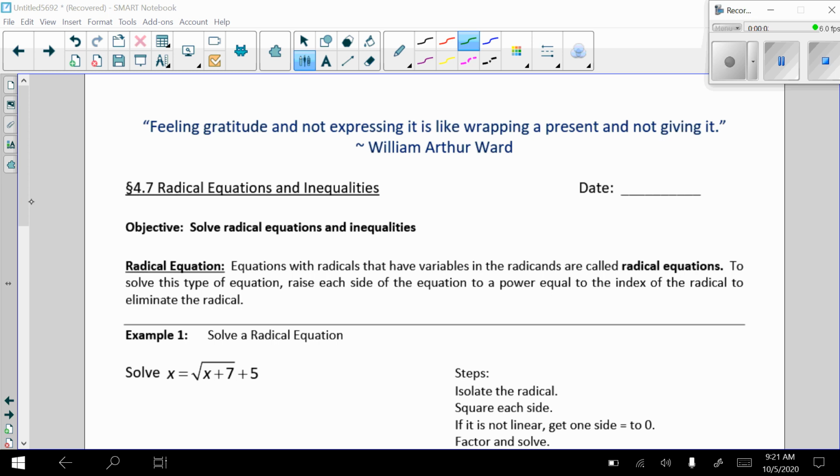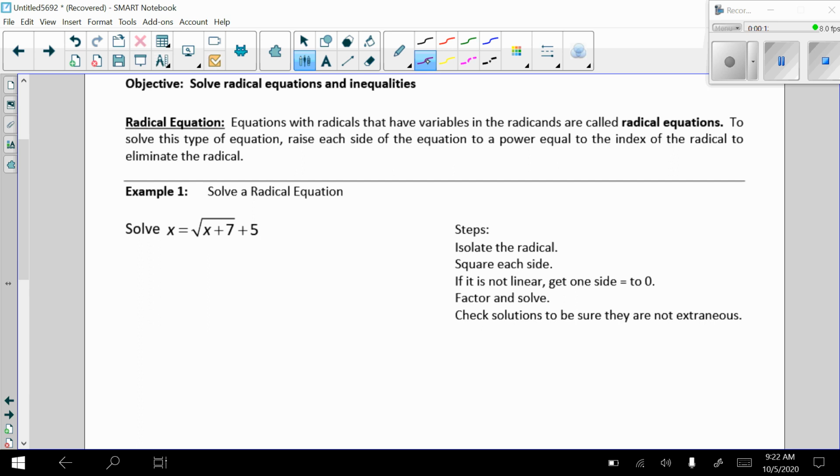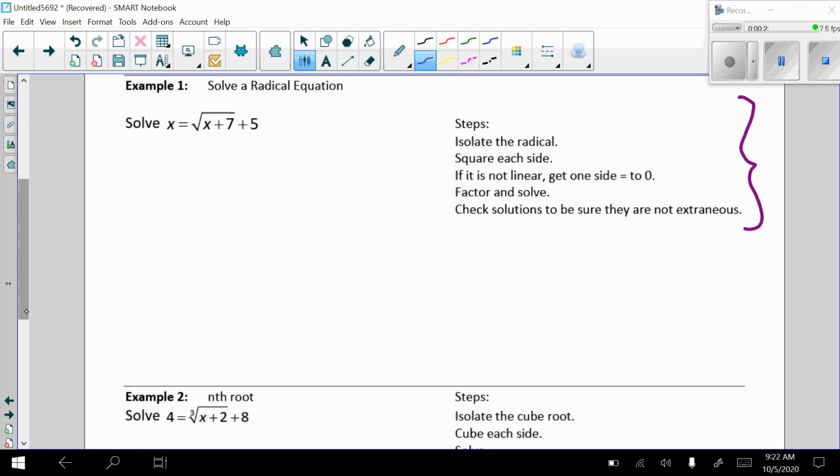We're going to be solving radical equations and inequalities today. So first of all, a radical equation is an equation that has a radical sign in it. And what you'll notice over here on the right side of my notes is the steps for how to solve a radical equation. So let's go ahead and work through this first example together.